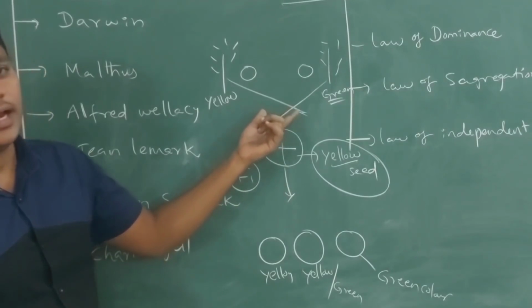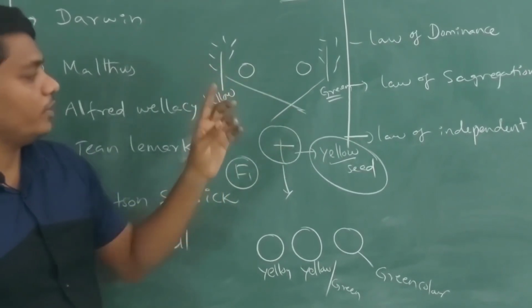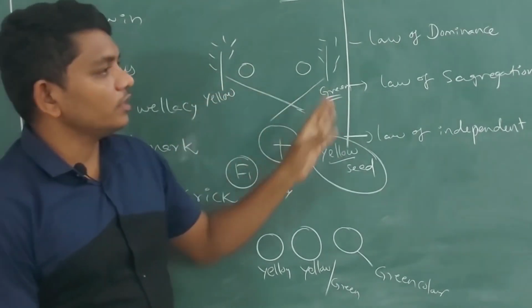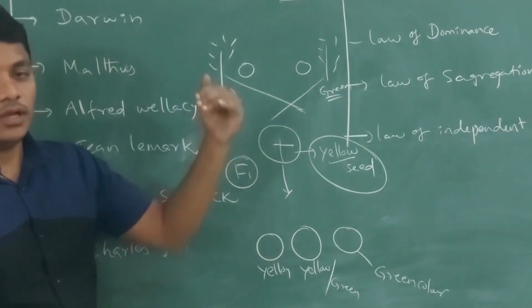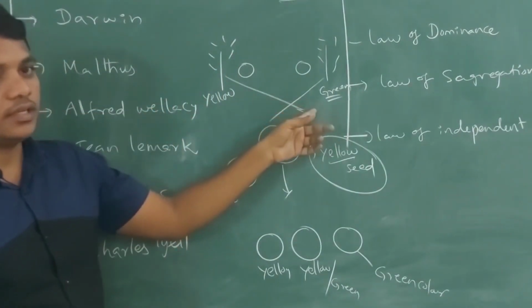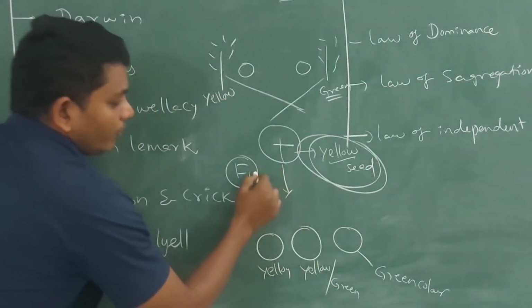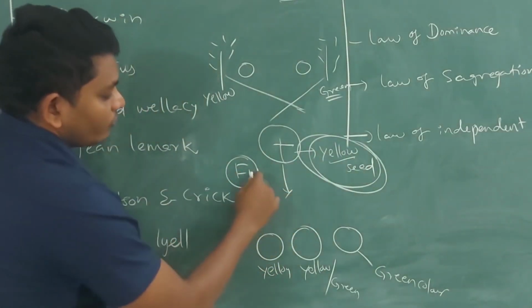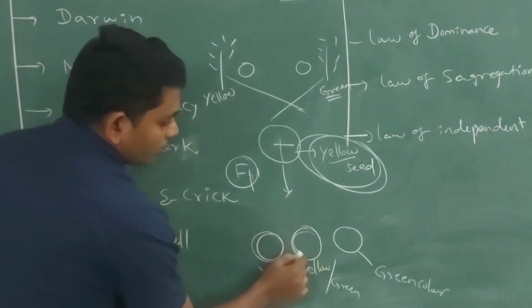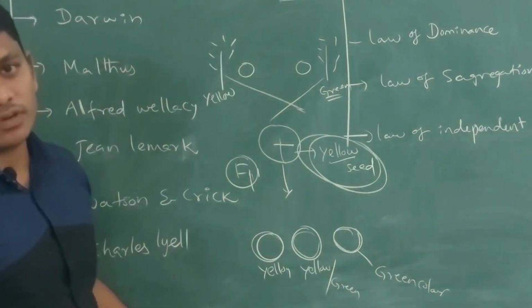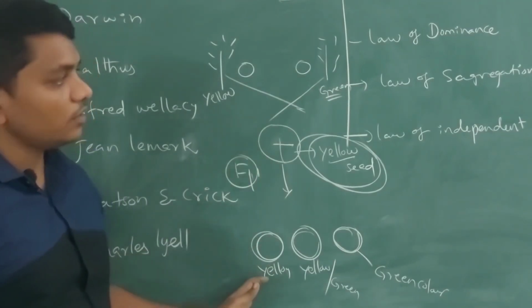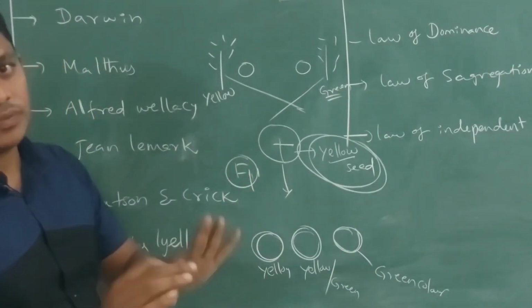So here he had done one type of experiment. Yellow color and green color plants are taken for cross pollination. When he did the cross pollination, the yellow color seeds come. When he did self pollination in the F1 generation, then yellow and green colored seeds came. How does it happen? Let us discuss with the help of the table.